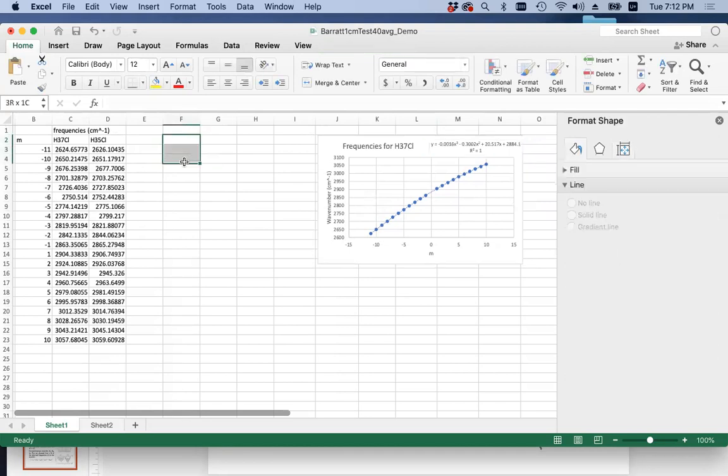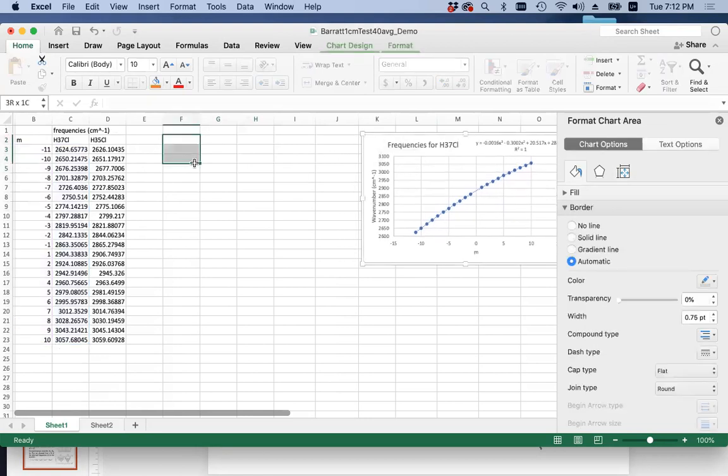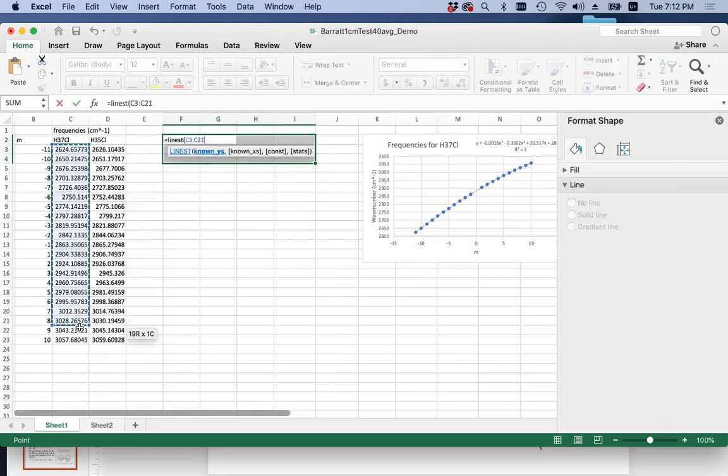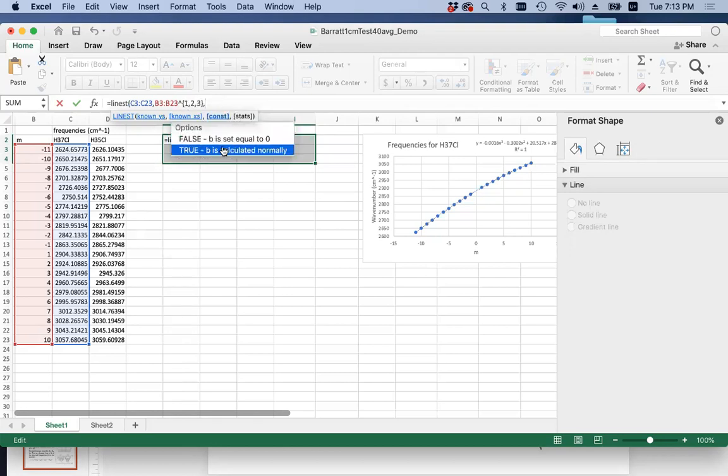But next I'm going to do a LINEST command. So there are 4 parameters in a third order polynomial. So I'm going to select 4 columns and type the LINEST command. The y values are these ones here for the 37Cl isotopomer. The x values are these M values here. But then I want a polynomial fit. So I'm going to raise those to the power of 1, 2, and 3. And then I'm going to click true and true, close parentheses, Control Shift, Enter.